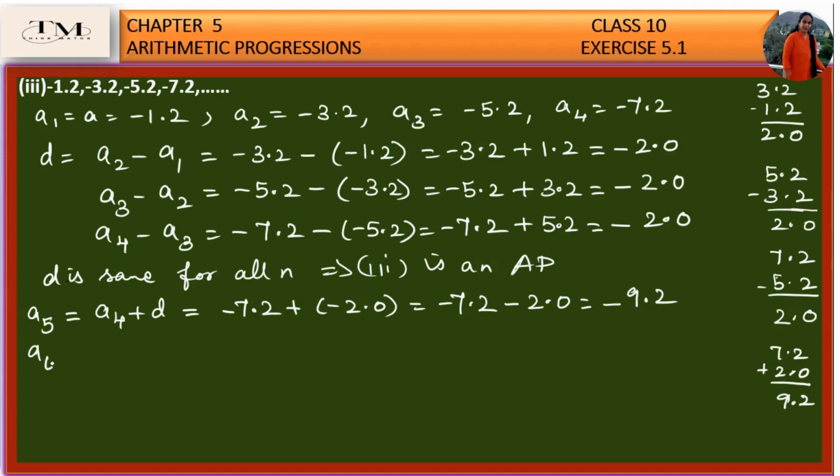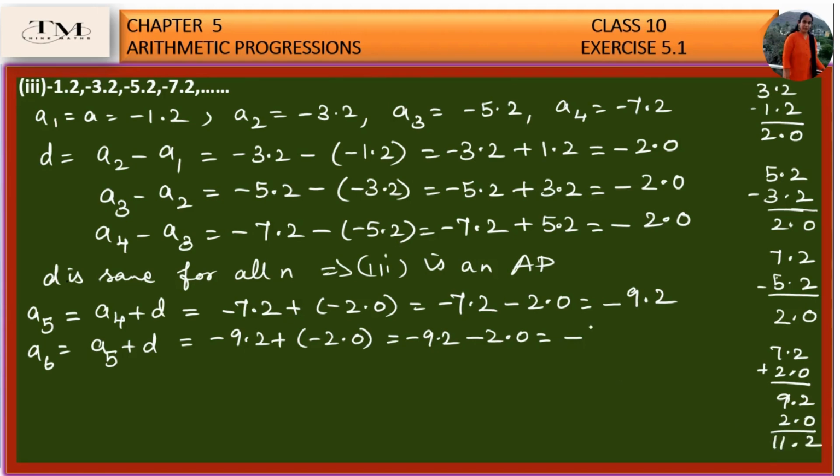Next A6. The previous term is A5 and you have to add D. So A5 is minus 9.2 plus D, which is minus 2.0. So minus 9.2 plus into minus, minus 2.0. So both are negative. Put the negative sign and add. So you have to add 9.2 with 2.0. So 2 plus 0, 2. 9 plus 2, 11. So it is negative 11.2.